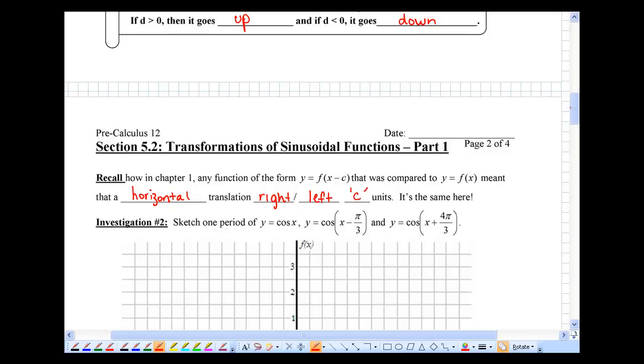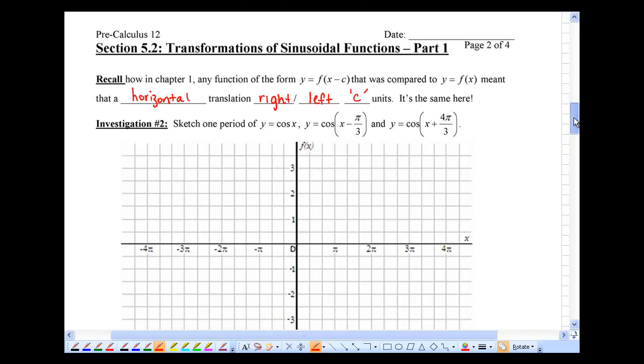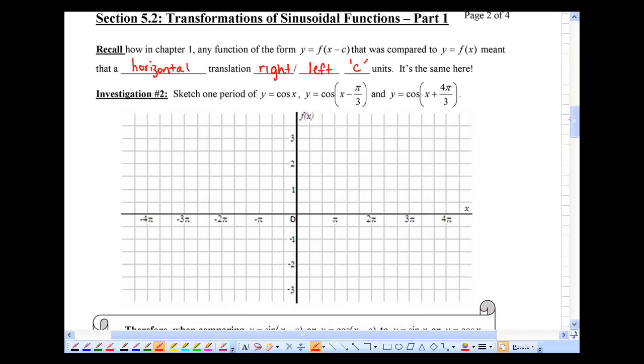Okay? So, in this case, I'm going to ask you to sketch one period of cosine, and then do these crazy shifts. x minus pi over 3, x plus 4 pi over 3. Now remember which one goes left and right? Remember the horizontal one's the one that's weird, okay? Remember we do the form x minus c, so for x minus pi over 3, that means you're going right pi over 3 units. And the other one here, x plus 4 pi over 3, that's going left 4 pi over 3 units.